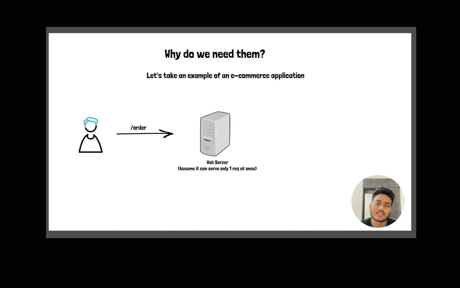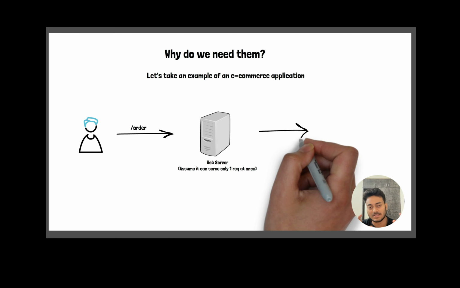We place an order, and that request goes to the web server of that application. For the assumption, let's assume this web server can serve only one request at once, which is a pathetic assumption, to be honest, because technically any web server or application server can serve thousands of requests at once. But for the assumption, let's assume it can only serve one request at once. Now the order is placed. We send the order to that web server, and the order is placed.